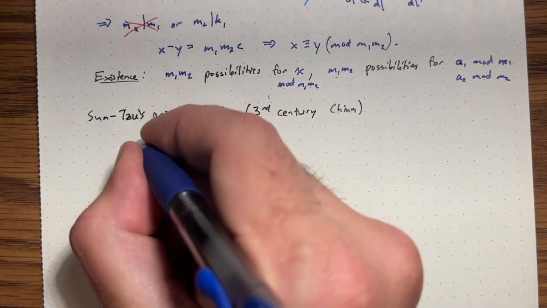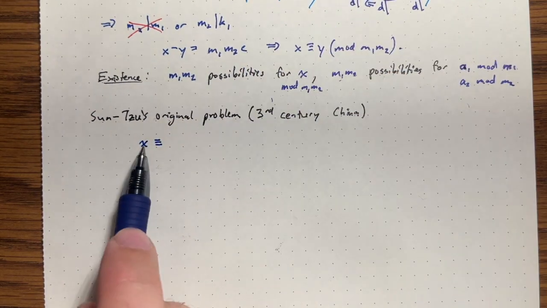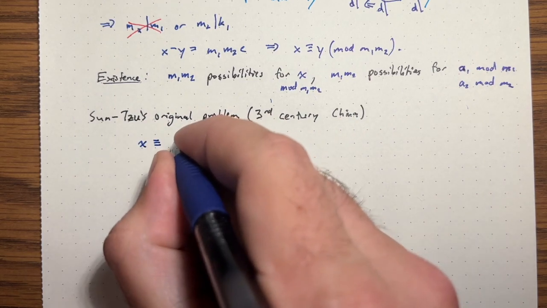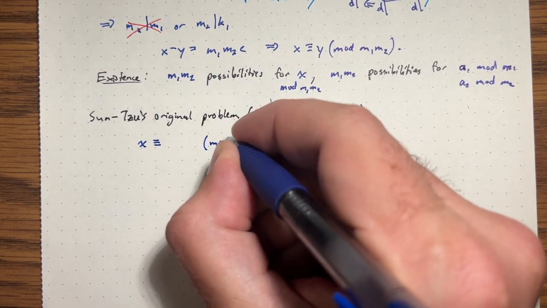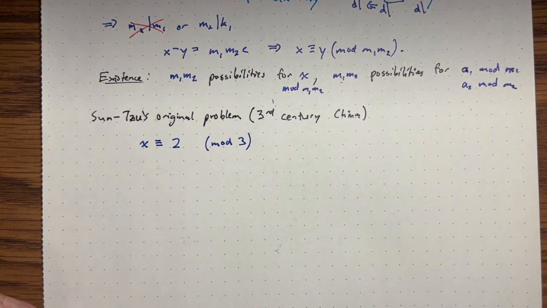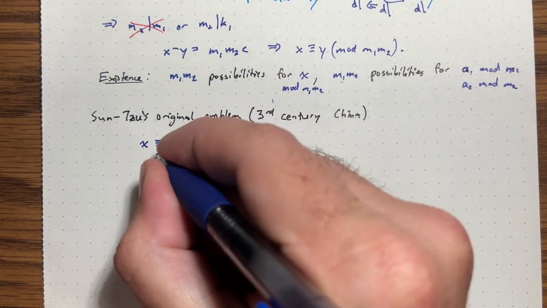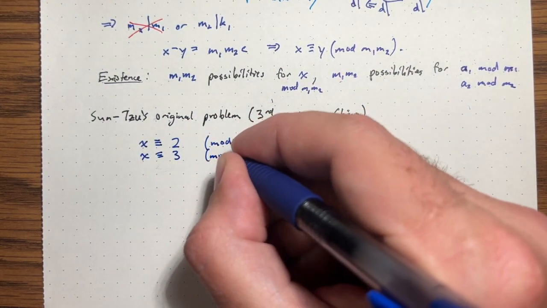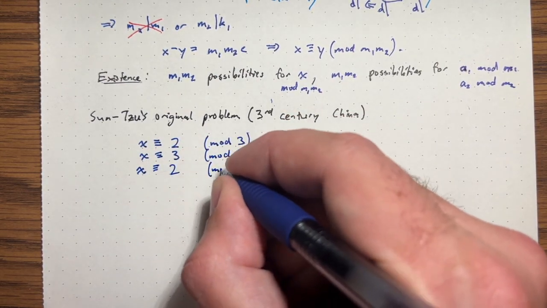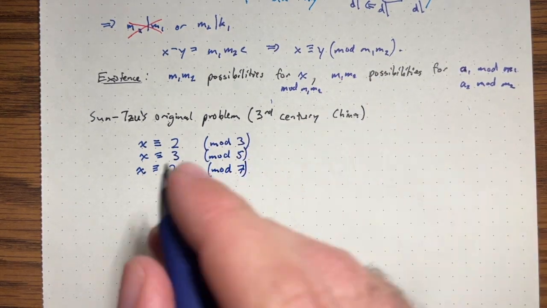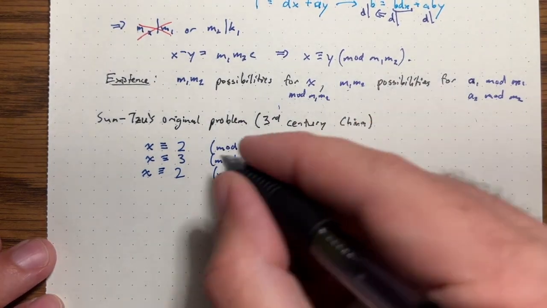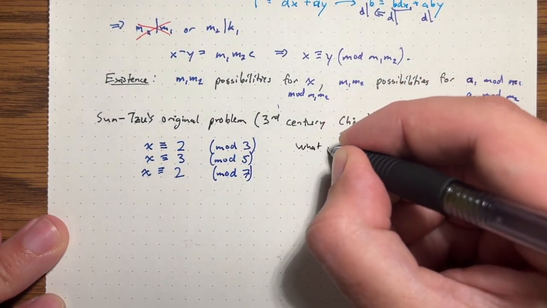Okay, here's the original problem. It was the same kind of thing with objects. So suppose I have x number of objects, and if I group them in threes, so modulo 3, there are 2 left over. So x is congruent to 2 modulo 3, x is congruent to 3 modulo 5, and x is congruent to 2 modulo 7. So if I group them by 7s, there's 2 left over. And Sun Tzu's problem was, how many objects are there? So what is x?